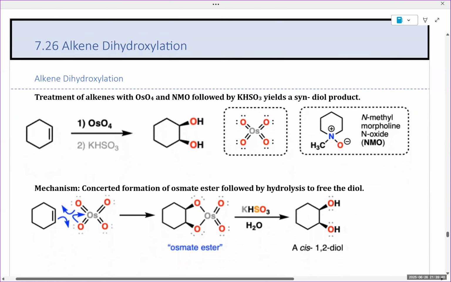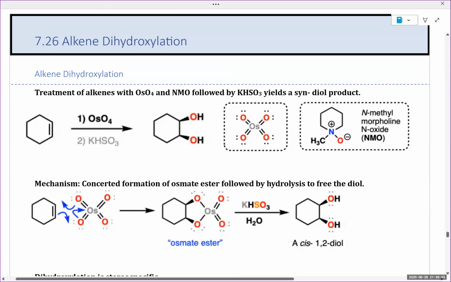Here's another concerted or syn addition reaction, and this is alkene dihydroxylation. Treatment of alkenes with osmium tetroxide and NMO, which is an oxidizing reagent, followed by potassium hydrogen sulfite, yields the syn diol product. So here's what osmium tetroxide looks like, and NMO is just an oxidizing agent to turn over your catalyst, because you typically don't want to use stoichiometric osmium because it's very expensive and it's quite toxic.